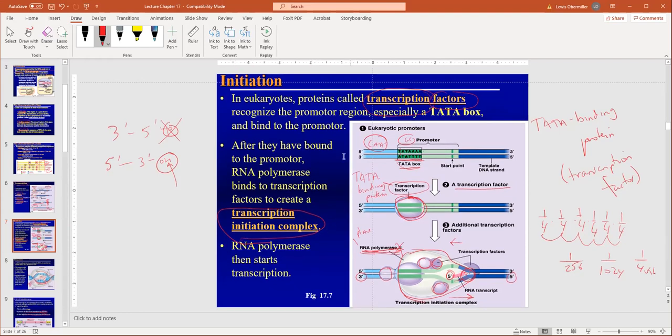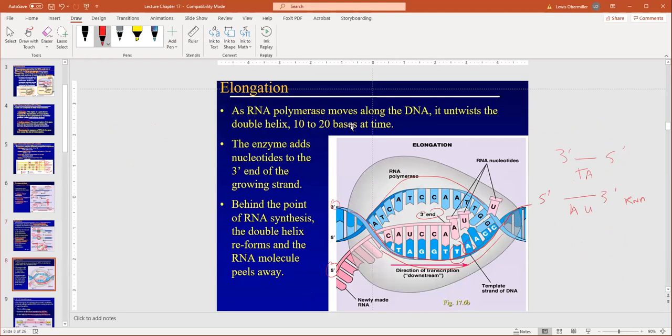You should know that name, and you should know what transcription factors are. Once that's done, elongation is super easy. All it is is that if the RNA polymerase sees a T on the DNA, then it's going to add an A on the RNA. If it sees an A in the DNA, it'll add a U in the RNA, and so on and so forth.